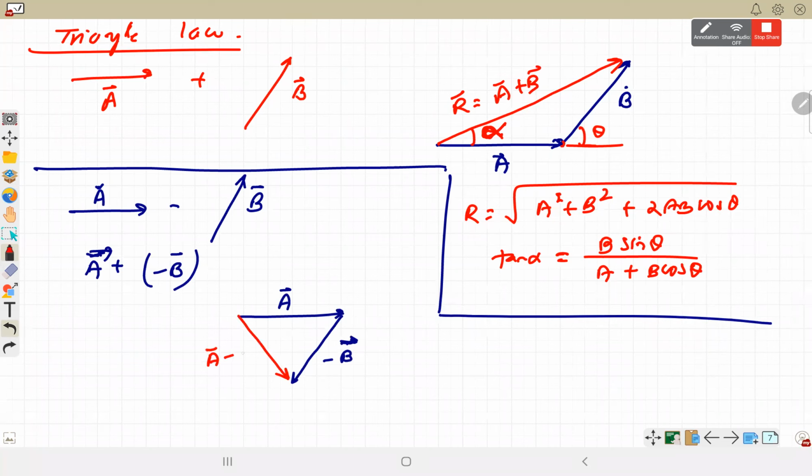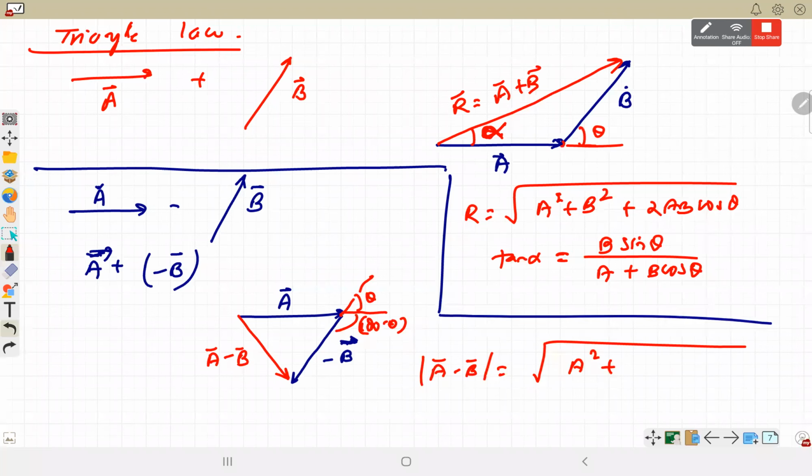So it is like the addition only. Between A and B, the angle was theta. Between A and minus B, the angle becomes 180 minus theta. So for the subtraction of the two vectors, the resultant magnitude is root of A square plus B square minus 2AB cos theta, because cos of 180 minus theta is minus cos theta. Using the triangle law, when we have to subtract the two vectors, the second vector has to be reversed.